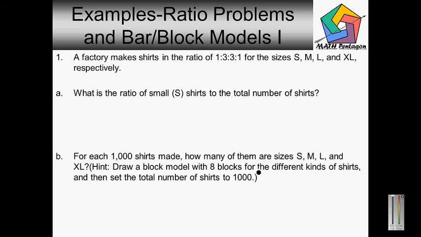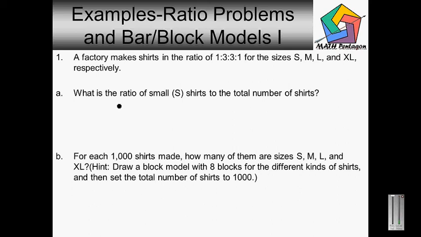A few examples on ratio problems and bar and block models. The directions are telling us a factory makes shirts in the ratio of 1 to 3 to 3 to 1 for the sizes of small, medium, large, and extra large respectively. So the question is asking us, what is the ratio of small shirts to the total number of shirts?